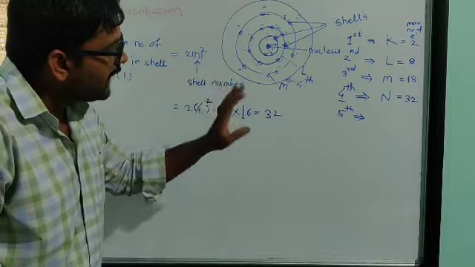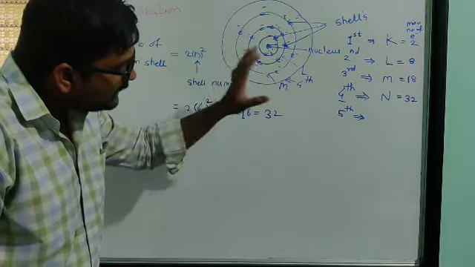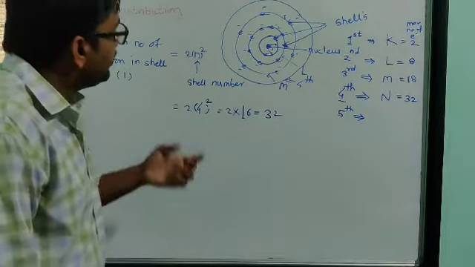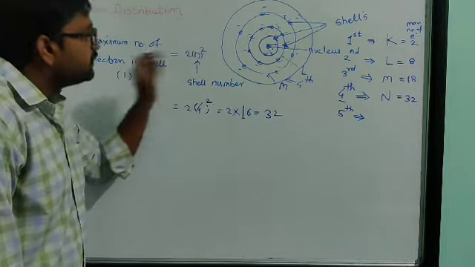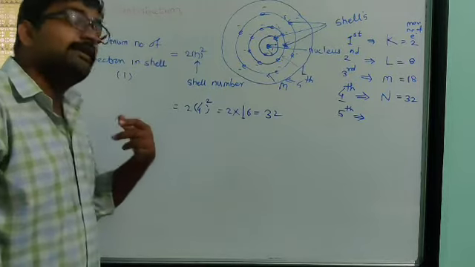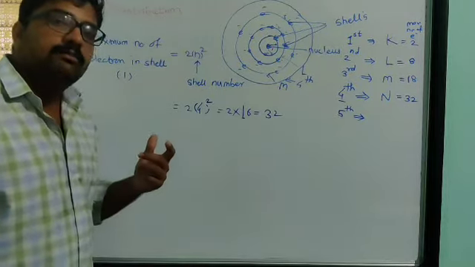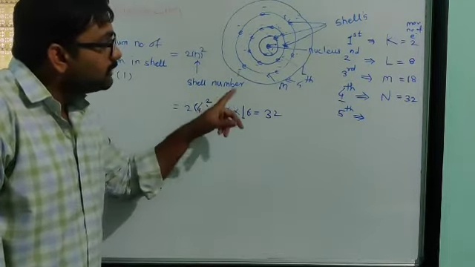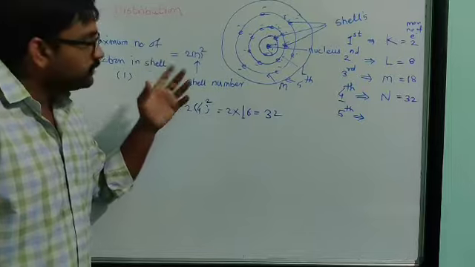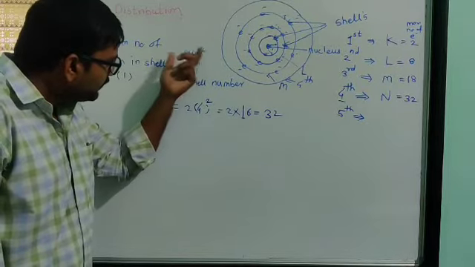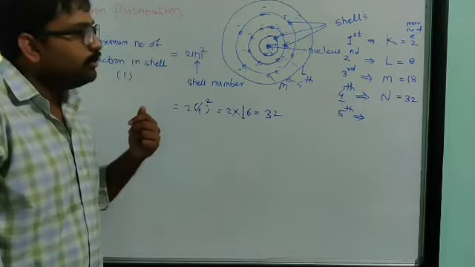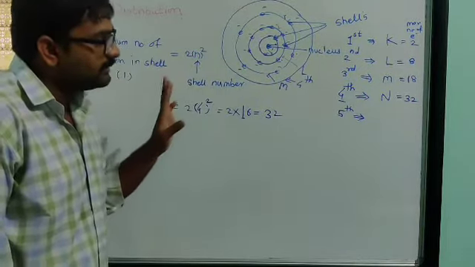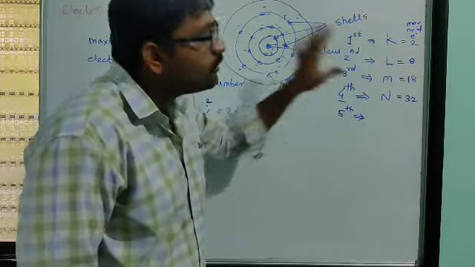So the capacity of each shell is fixed, and that capacity we can calculate by using this 2n square, that will give us the maximum number of electrons that can stay in a given particular shell. So this formula will give us the maximum number of electrons which can stay inside the atom in particular shells. Also, that is the numbering system you have to remember.